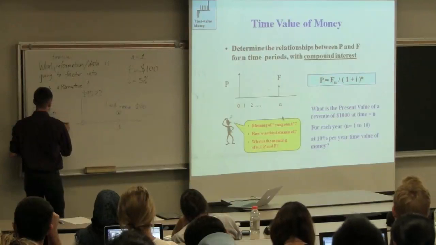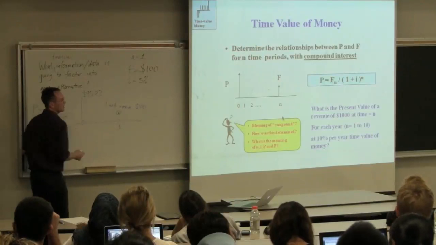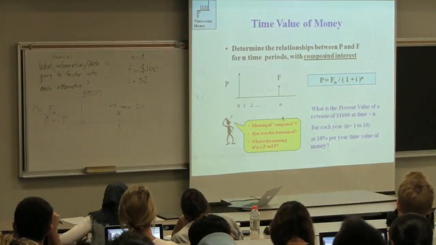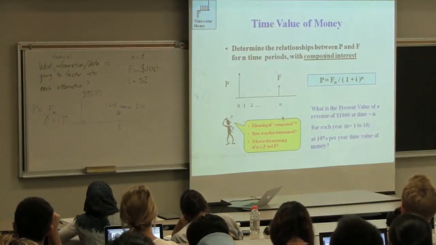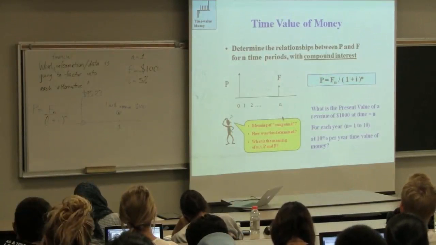The value in the n-th period is then compounded over those n periods.